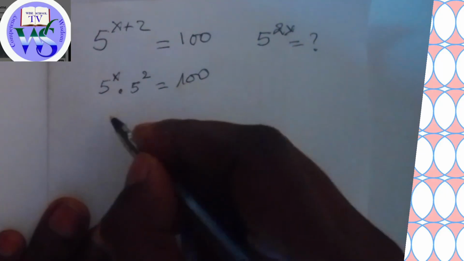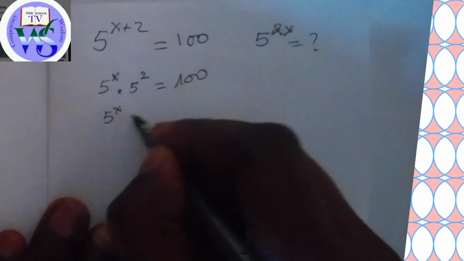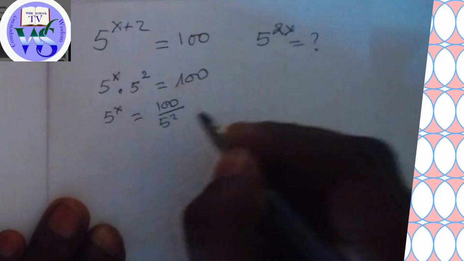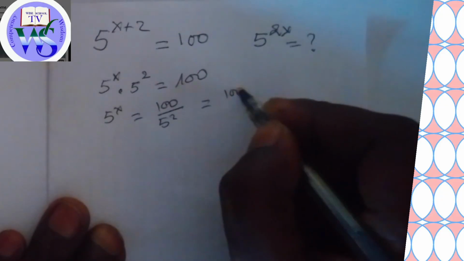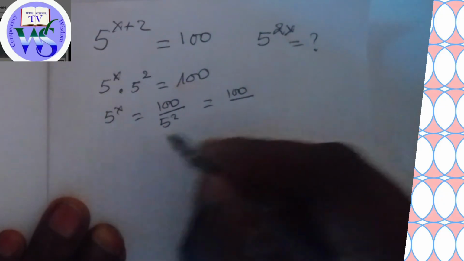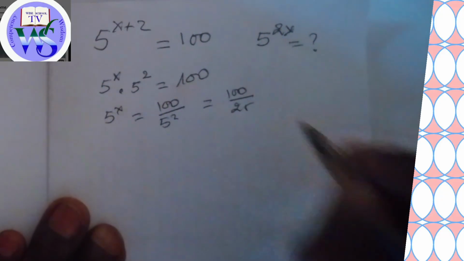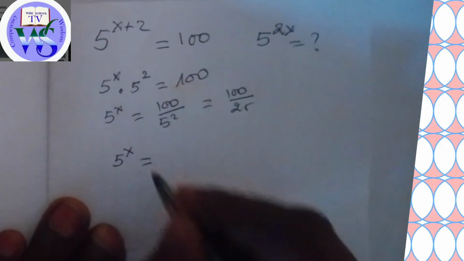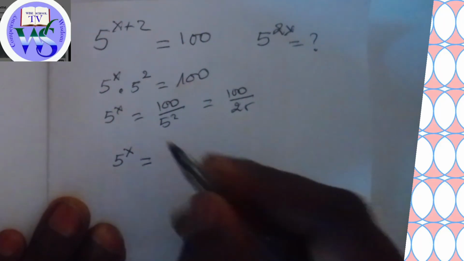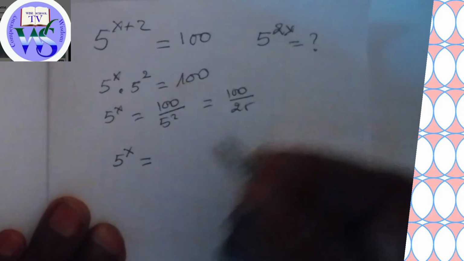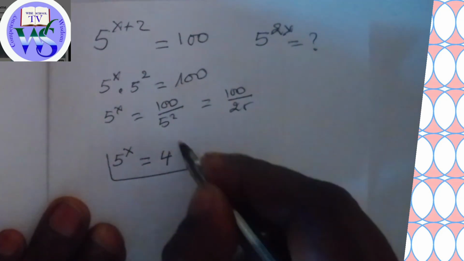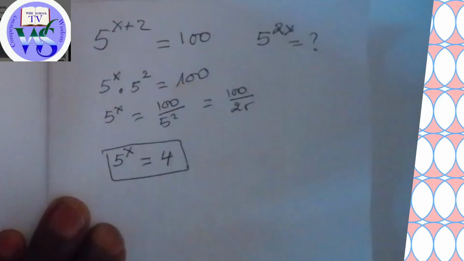100. So then 5 power x is equal to 100 divided by 5 power 2. This is the same as 100 divided by 25. So 5 power x is equal to 4. This is 4 power 1. So this is the value of 5 power x.